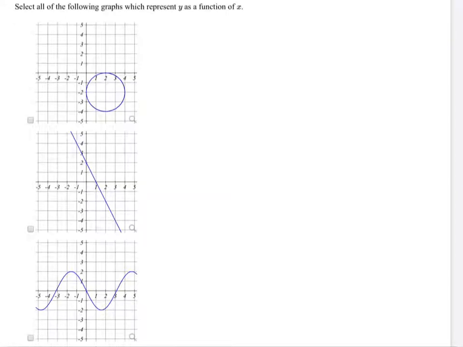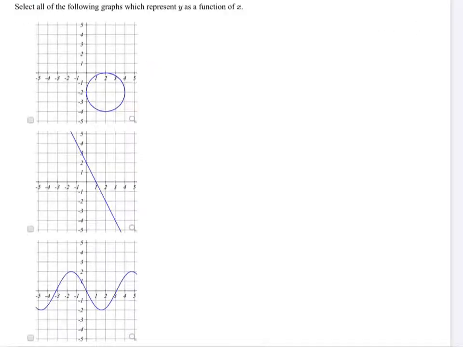Chapter 3. Here we are, 3.1. Chapter 3 is all about functions. The first question is right here, and it's kind of funny. It's a graphing kind of question. It'd be easy, actually. Basically, it's asking you, which of the following are functions? Like, which of these pictures are actually functions?